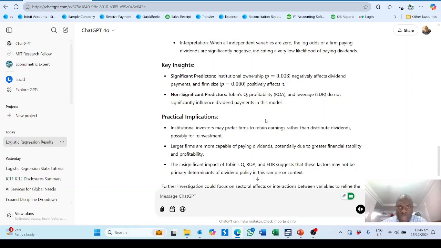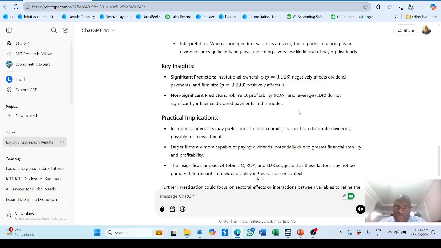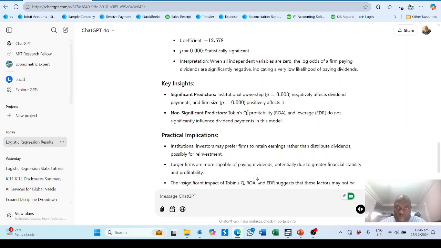So, in summary, significant predictors are institutional ownership, which is highly significant at the 1% level. It has a negative coefficient. That means the more institutional ownership present, the less likely a firm is to pay dividends.